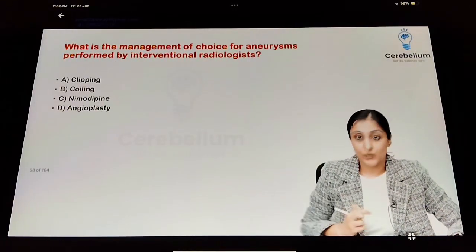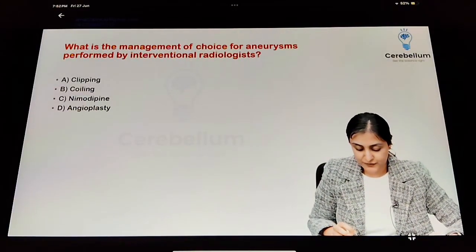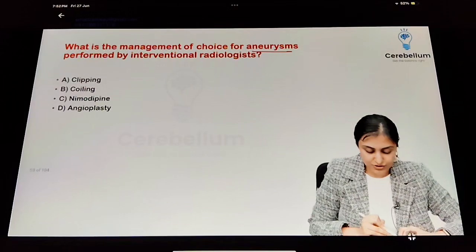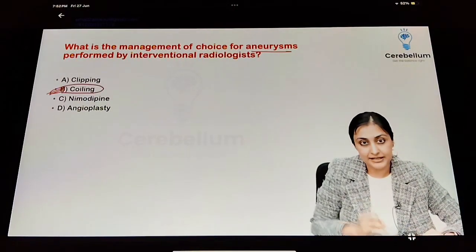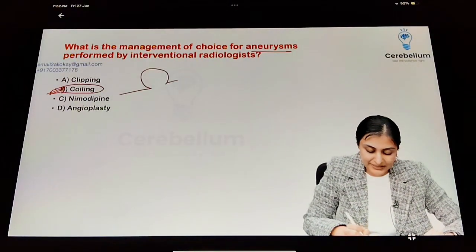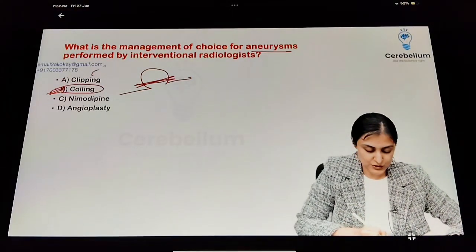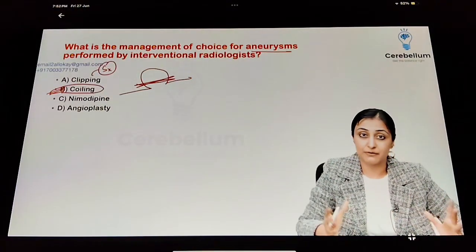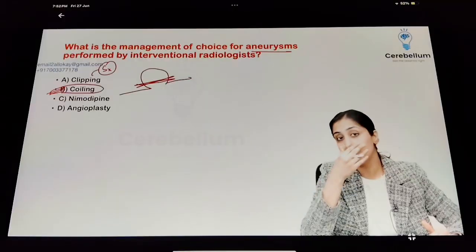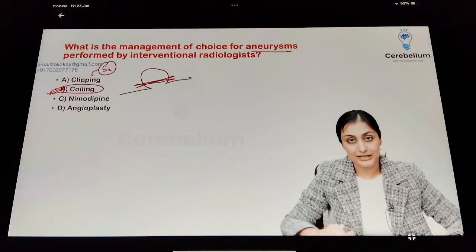So now let's have a look at the questions from here. What is the management of choice for aneurysms performed by interventional radiologists? As we said, we are going to be doing coiling. Don't get confused by clipping. Clipping is a surgical approach. A surgeon can externally also clip the aneurysm. This is what is done for very, very big aneurysms which have a broad neck, but the preferred method done by radiologists, endovascular, is coiling, okay?